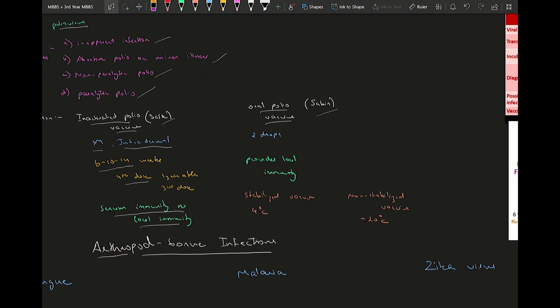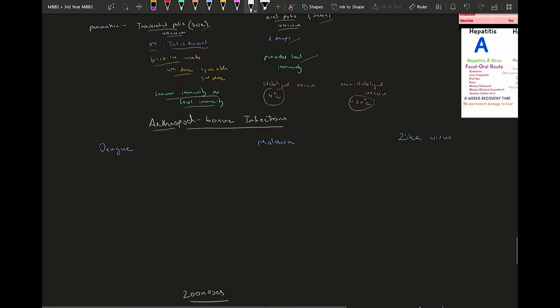The oral polio vaccine is the latest one, and it is helping the world almost eradicate polio. You put 2 drops of the oral polio vaccine, and this provides local immunity, so there's no polio infection as such. The oral polio vaccine can be stored in two forms: stabilized or non-stabilized. Stabilized needs 4 degrees Celsius temperature, and non-stabilized needs minus 20 degrees Celsius to store.